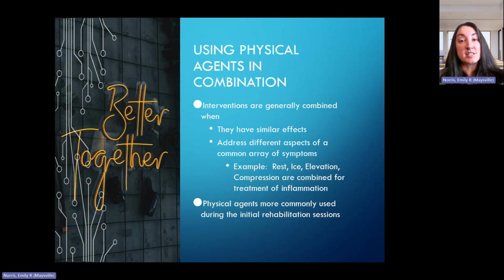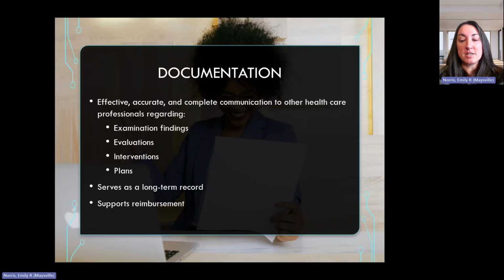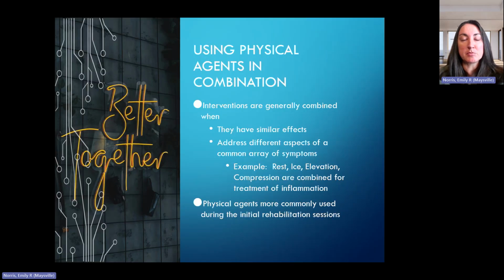One example they gave is RICE, rest, ice, compression, elevation, which are typically used in conjunction, all to treat inflammation. So, they're kind of doing different things to treat the same problem, but they work better together. Most of the time, we use more physical agents at the beginning of treatment, like when people first start coming to PT, and then we kind of fade them away as we do more strengthening and functional mobility and things like that.